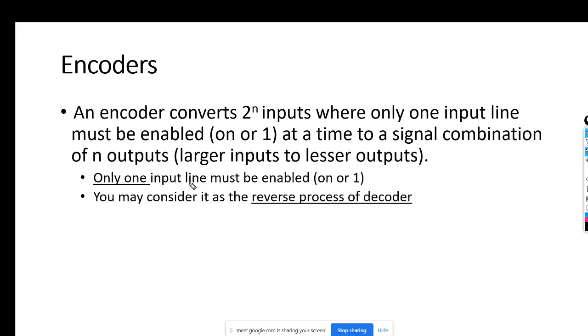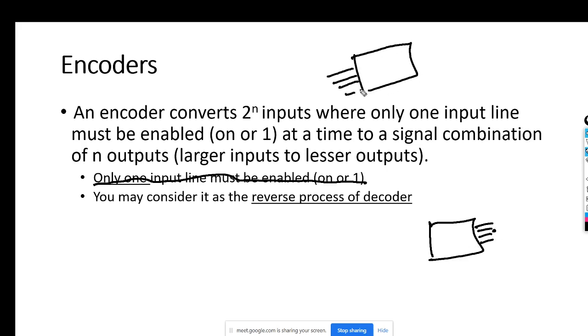Only one input line, right? Only one input line must be enabled, O1. So that is very important. Remember, in a decoder, only one output line is 1 at a time, whereas in an encoder, though we have so many input lines, say 2 to the power n input lines and n output lines, only one input line must be 1. When this is 1, all the others must be 0.